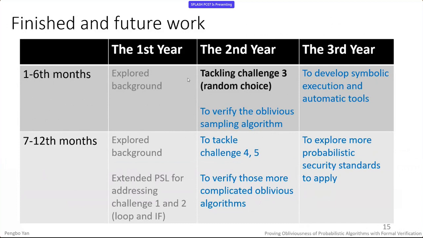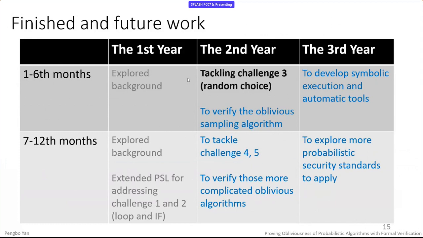Sorry about that. In the first year, I explored the background and I extended PSL for addressing challenge 1 and challenge 2, which are about loops and if statements. And currently, I'm tackling challenge 3 about the random choice, which was talked about in the last slide. I'm also formalizing those results in Isabelle. It's still ongoing, not finished, and I plan to finish it in the next few months. After that, I believe I can verify the oblivious sampling algorithm which I introduced before.